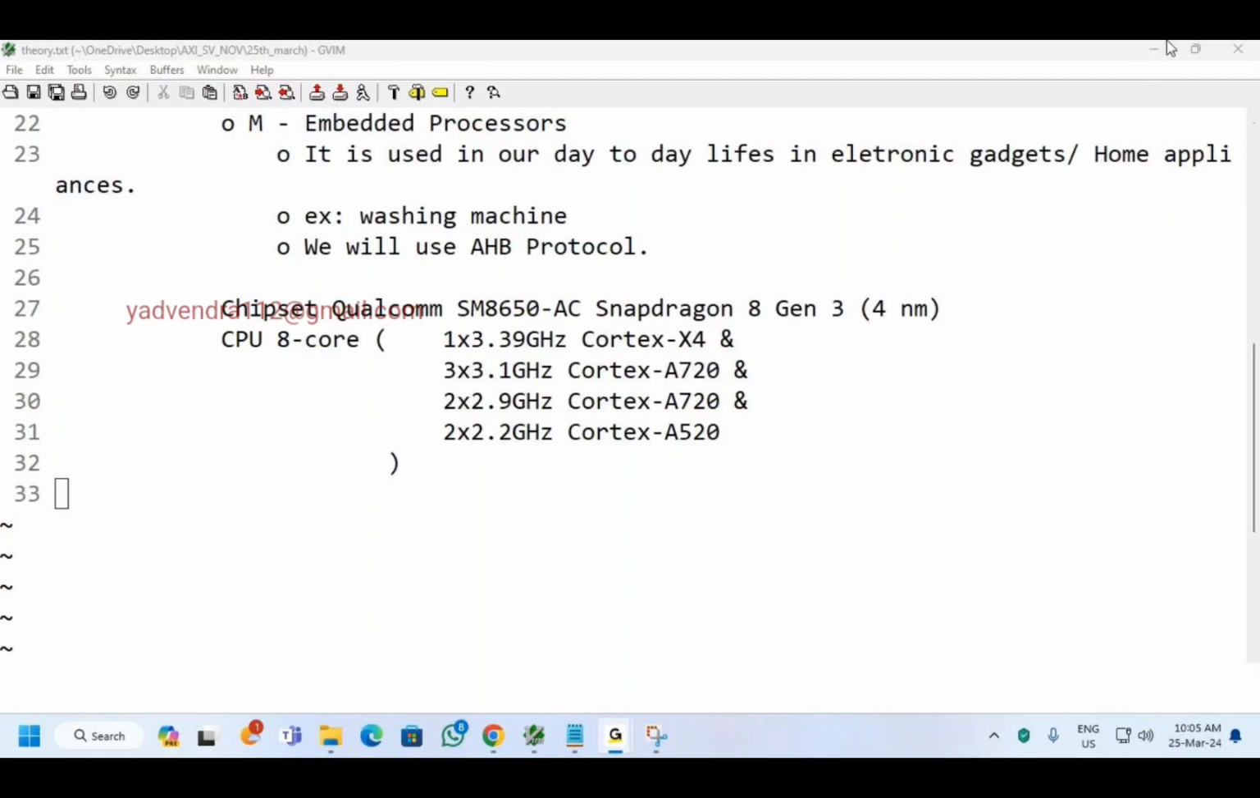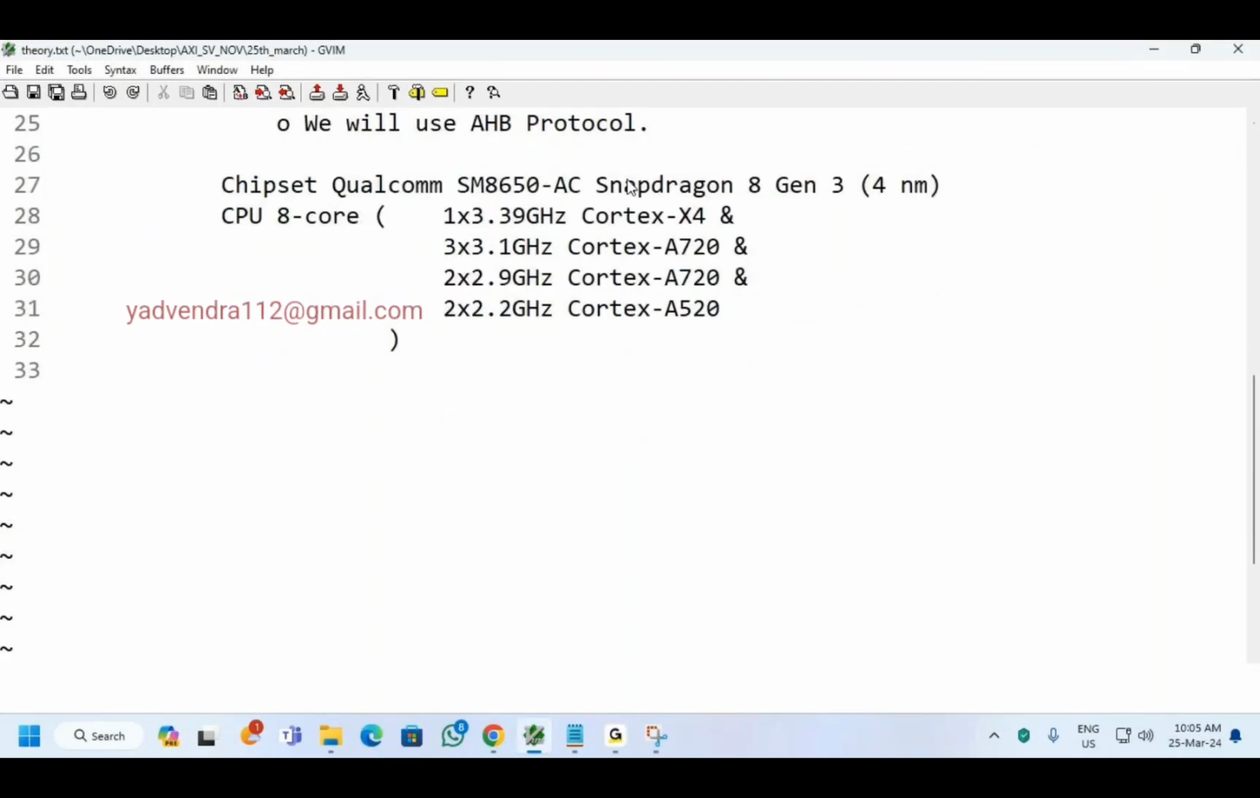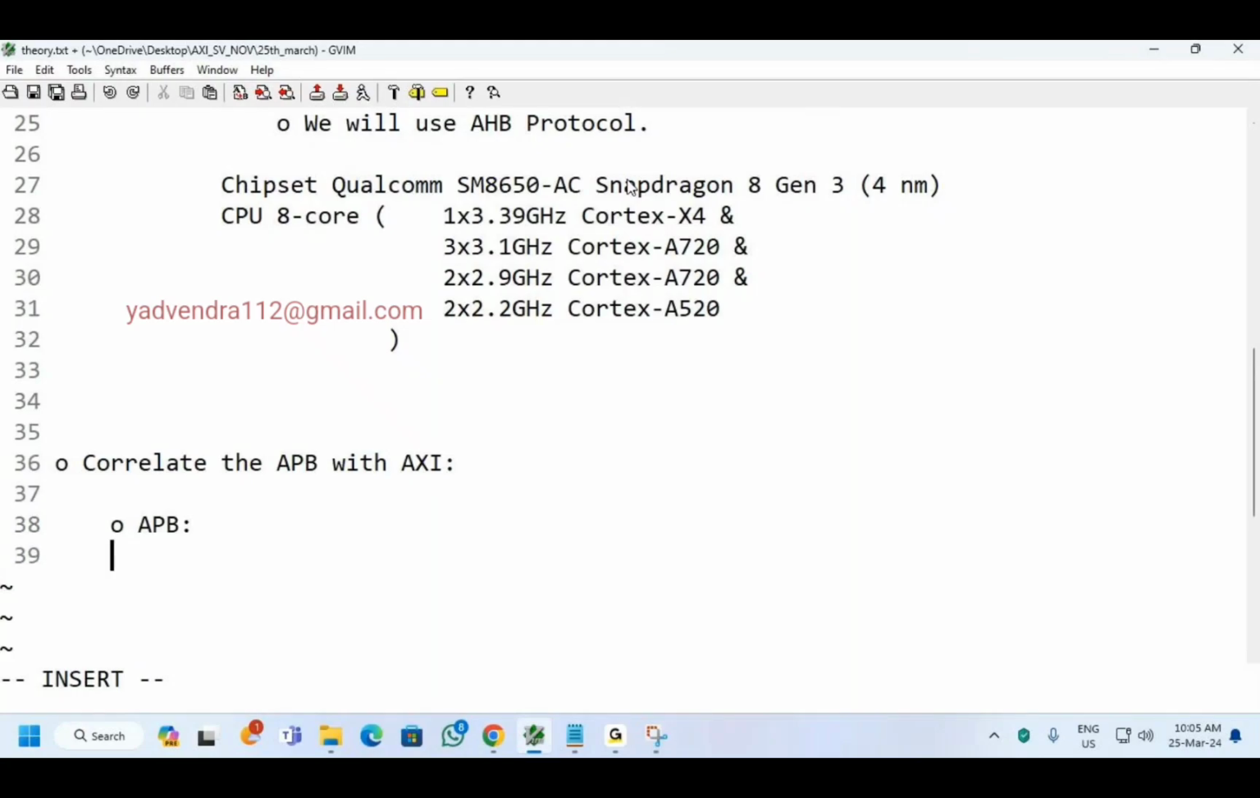There are no specific signals in AMBA. AMBA has a set of protocols. Those protocols are the APB protocol, AHB protocol, AXI protocol, ACE protocol, and CHI protocol. And there are a few more protocols as well. So let's correlate AMBA APB with AXI. Let's see APB, the Advanced Peripheral Bus.